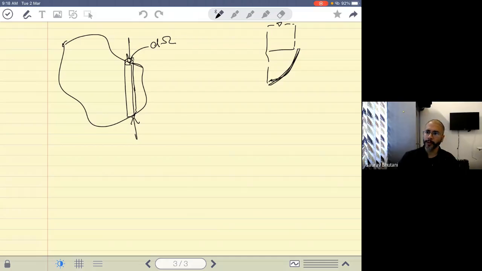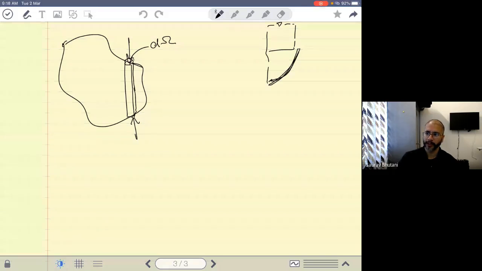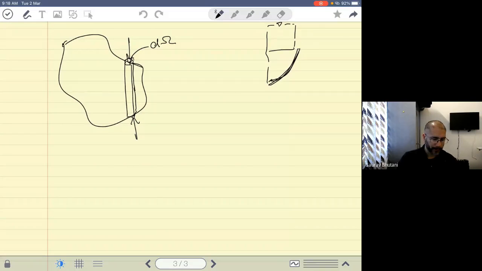So I will leave it to you to check for the force of buoyancy being equal to rho liquid times g times the volume of the displaced liquid for an arbitrary shaped body. Right. So just a food for thought for you.